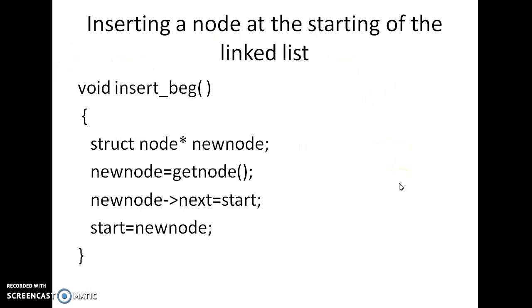Now we'll see how to write the code for the function of inserting a node at the beginning of the linked list. Now I am creating a new node, that is, I am getting that particular new node. Step 1 of our algorithm is creating the new node. We have created that one. Then the new node next is being pointed to the start. And the third part of our algorithm is start is pointing to the new node. So this is the function for inserting an element at the starting.